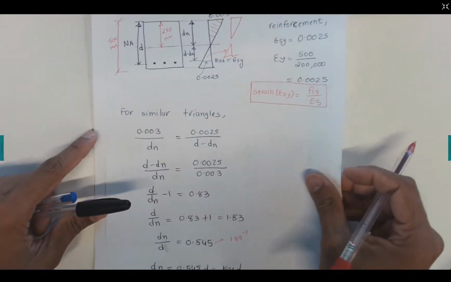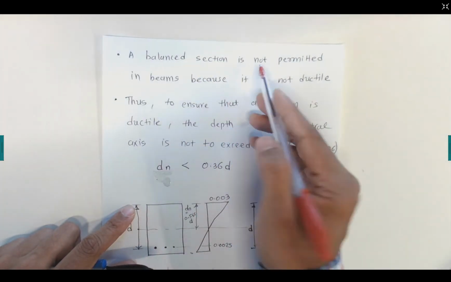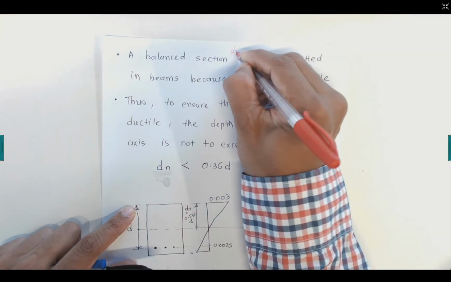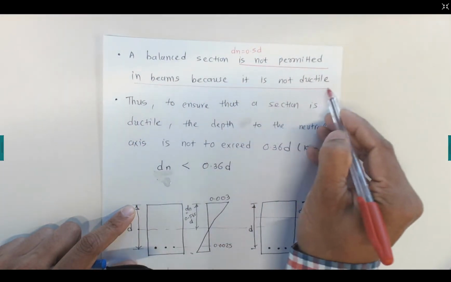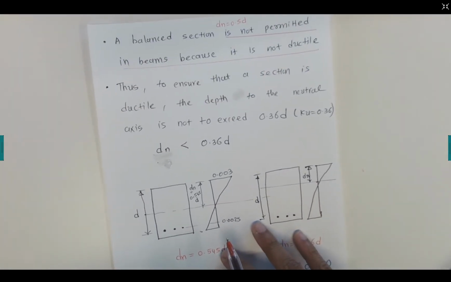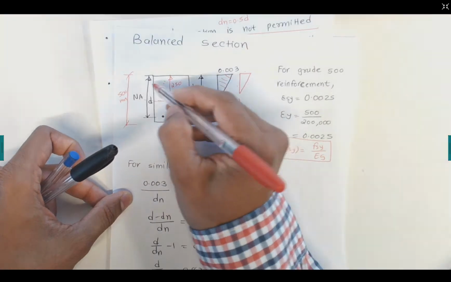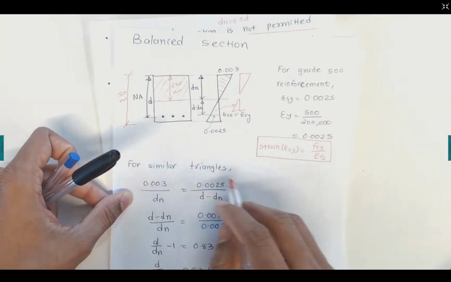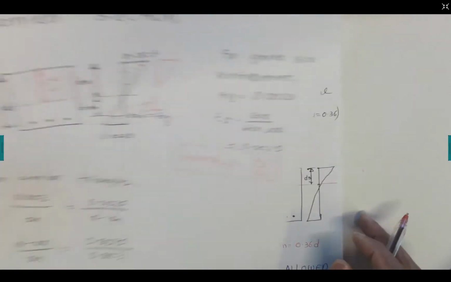Now this concept, which is called the balanced section, where your dn is 0.5 d, is not permitted in the beam because it's not ductile. Because you can see, this is not ductile, because we have a large concrete contribution. This is all the concrete that we are taking into account in the design. So this is very brittle behavior.